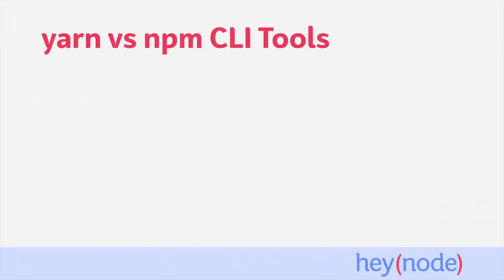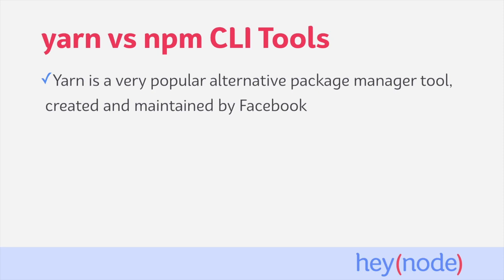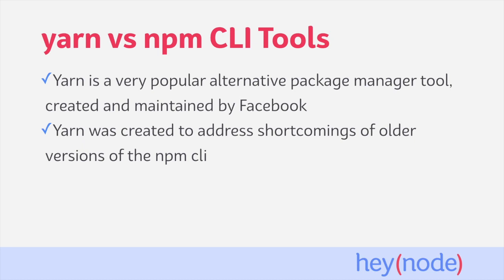The npm CLI is not the only package manager tool available for Node.js. There is another very popular tool called Yarn, which also helps you interact with the npm registry. Yarn is an open source JavaScript package manager created and maintained by the folks at Facebook. Many people prefer using Yarn over the npm CLI, and it was created to address certain shortcomings of older versions of npm. In general, Yarn works very similarly to the npm CLI.